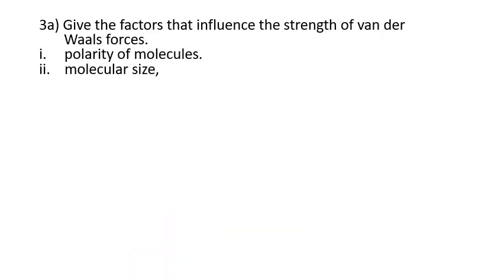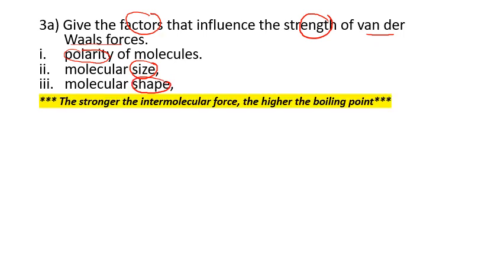Okay, question number 3a asks us to give the factors that will influence the strength of the van der Waals force. So keep in mind that we always have to check the polarity of the molecule first. If the polarity is similar, then we will look at the size. If the size is similar, then only we will look at the shape. Please do remember that the stronger the intermolecular force, the higher the boiling point, because we need more energy to overcome the intermolecular forces.